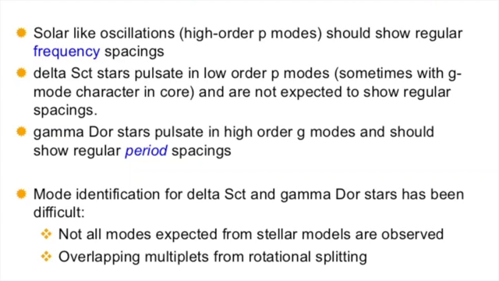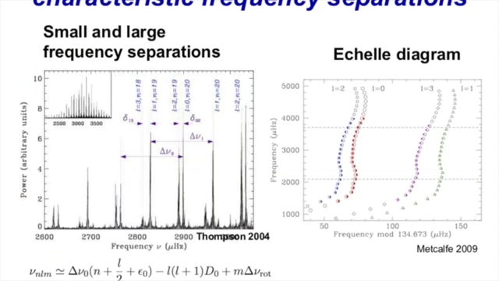As you saw, we saw a couple of really high amplitude modes for that first Gamma Doradus star. And overlapping multiplets from rotational splitting, since these stars are faster rotating than the Sun, can also really complicate the mode identification. So here's a shell diagram where you take the frequency modulo a particular characteristic spacing and wrap it around, and then look for a ridge or a pattern that all the modes show.